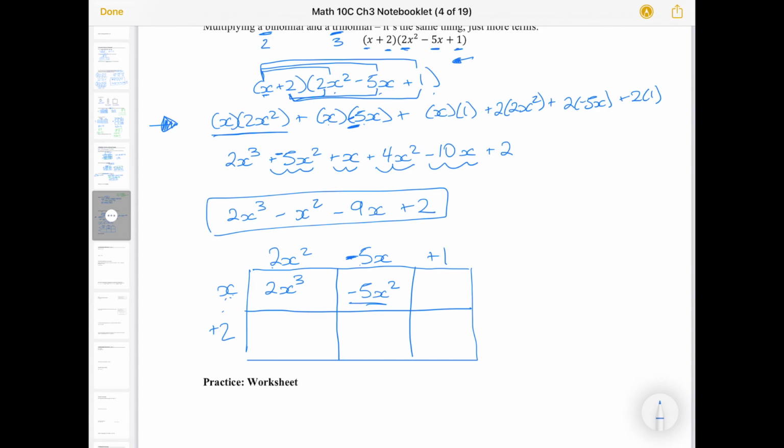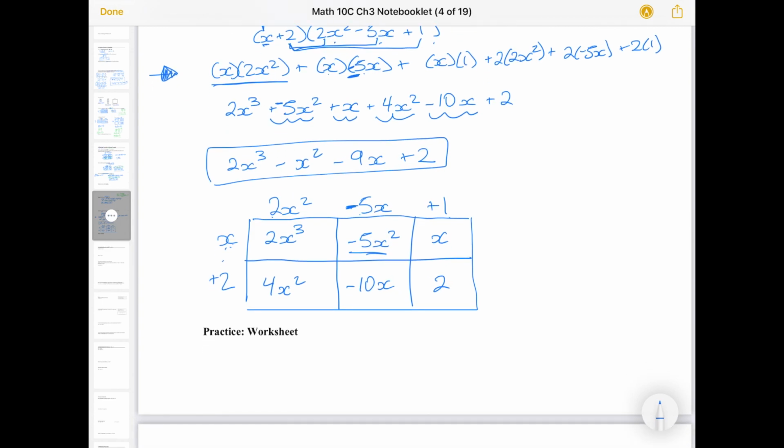But continuing on, x times 1 is x. Now 2x squared times 2, 4x squared. 2 times negative 5x, negative 10x, and 2 times 1 is 2. Now the same idea, I add up all of these, 2x cubed minus 5x squared plus x plus 4x squared minus 10x, and plus 2.